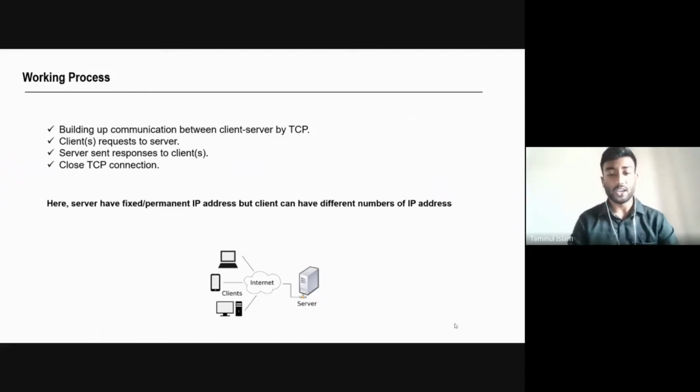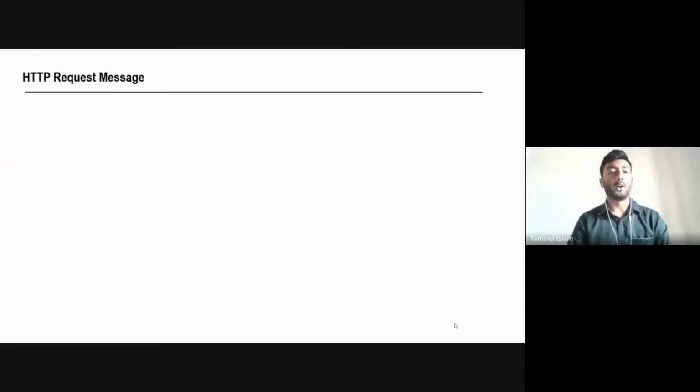So you are seeing in the picture, many clients can send a request at a time to a server. That's why the server has a fixed or permanent IP address, but clients can have different IP addresses. So we know the 2 types of HTTP messages. Number one is HTTP request messages, and another one is HTTP response messages. So first of all, we will look at the HTTP request messages.